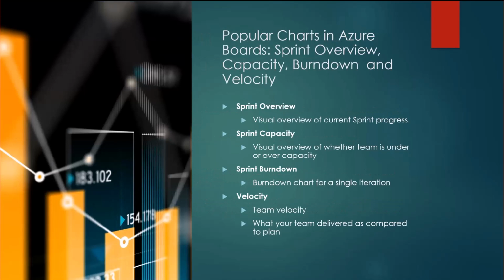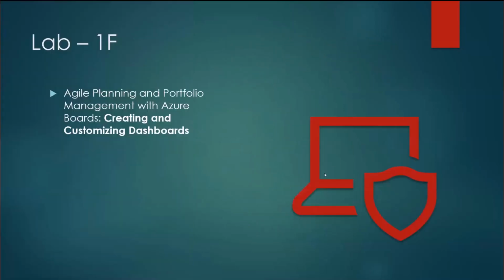Popular charts in Azure boards. Continuing, sprint overview, visual overview of current sprint progress. Sprint capacity, visual overview of whether team is under or over capacity. Sprint burn down chart for a single iteration. Velocity, team's velocity, what your team delivered as compared to plan.